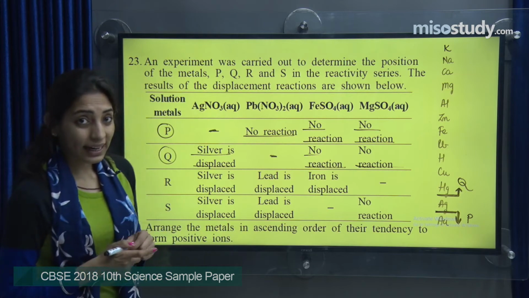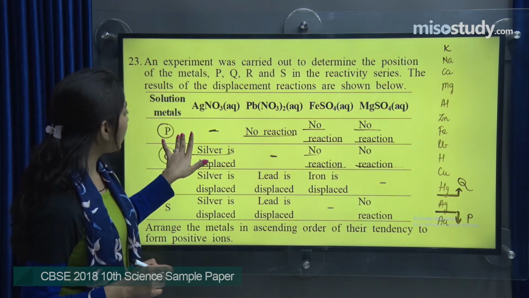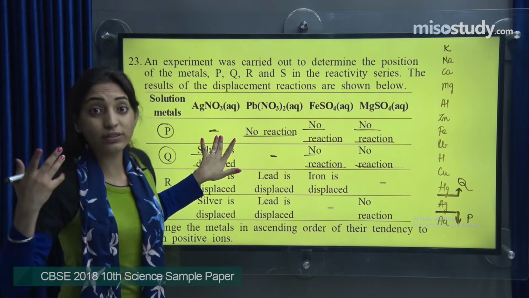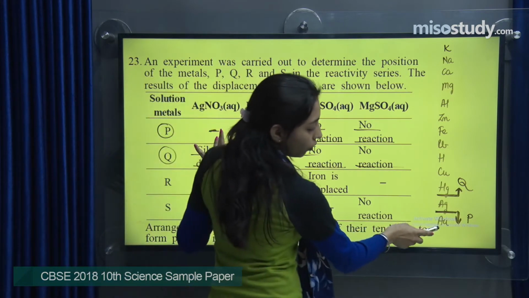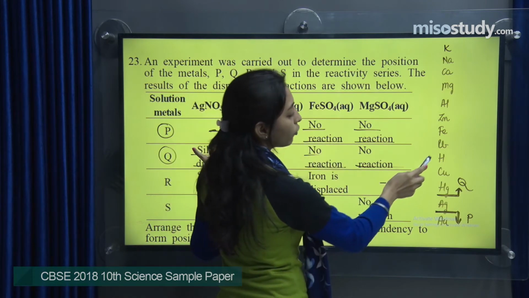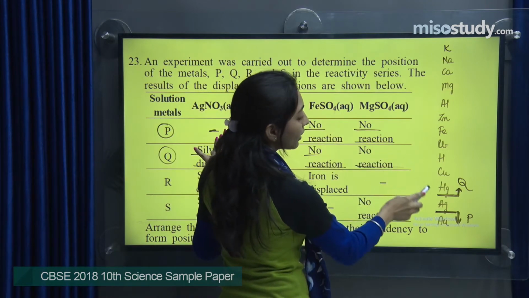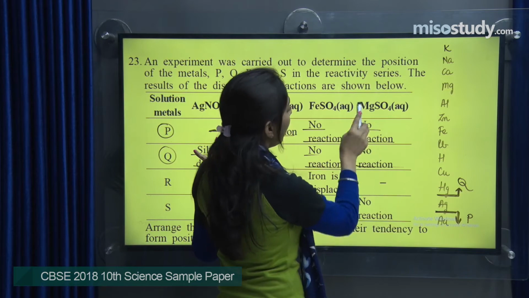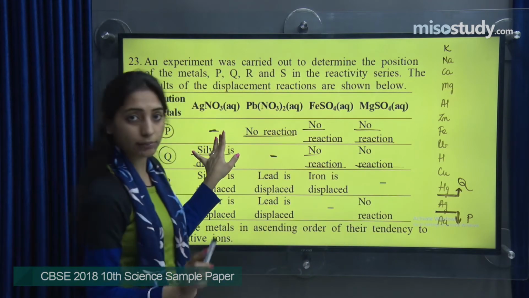So see, once again I'll tell you, I'm saying when P is added to AgNO3, silver was not displaced, right? So P will be lower to silver. No reaction with PbNO3 twice, lower to Pb. No reaction with FeSO4, lower to Fe, lower to MgSO4, lower to Mg.